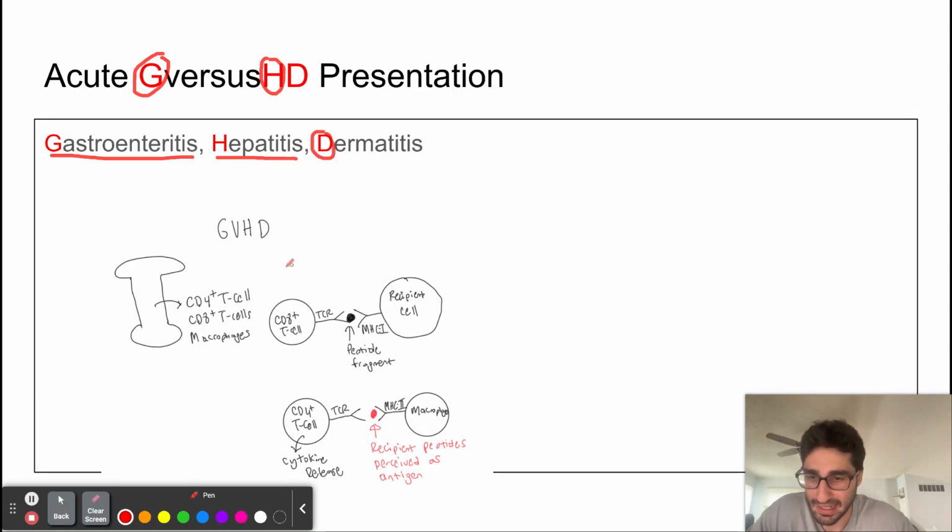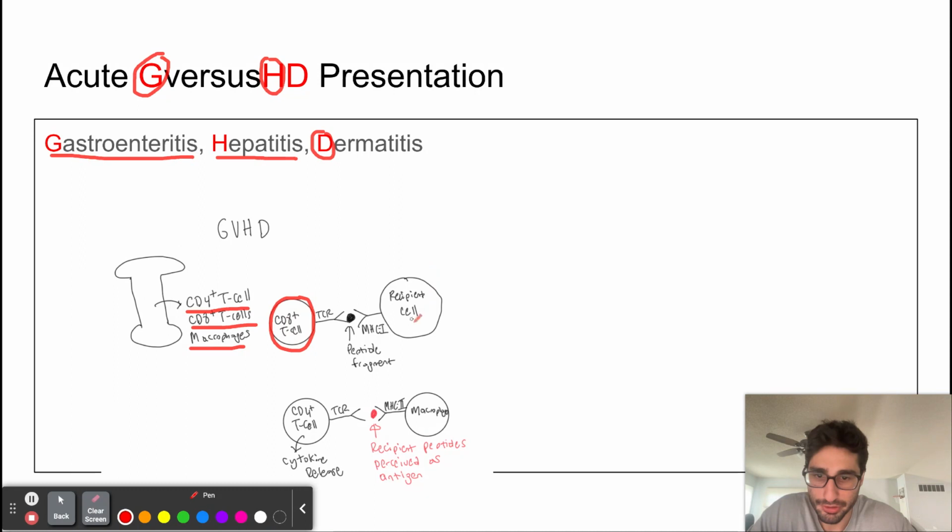Now, the question was asking the mechanism of acute graft versus host disease. And imagine that someone is getting a bone marrow transplant, and the new transplant that they're getting might have these immune cells in them. So they might have the CD4 positive T cells, CD8 positive T cells, as well as macrophages. And CD8 positive T cells are going to be the main players in inducing this disease.